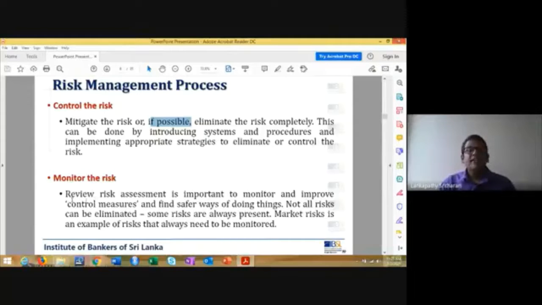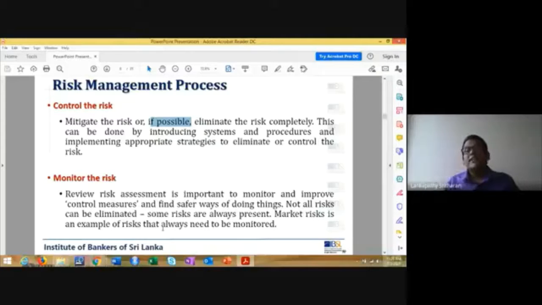Monitor the risk. Reviewing the risk assessment is important to monitor and improve the control measures and find safer ways of doing things. Not all risks can be eliminated. Some risks are always present. Market risk is an example of a risk that always needs to be monitored. For example, if it is interest rate risk, you have to always monitor it, because that may affect the mark-to-market value of your portfolio.